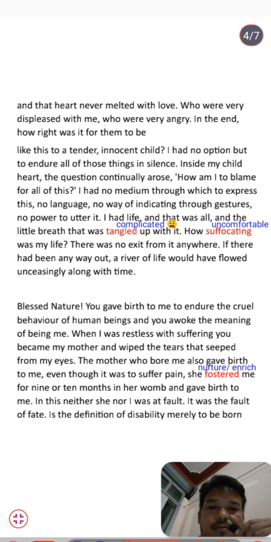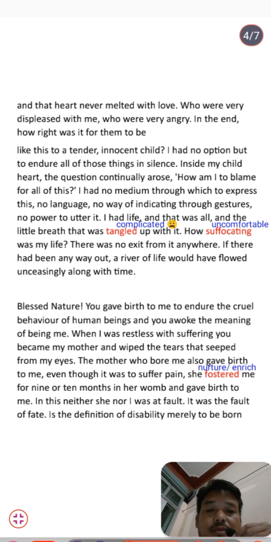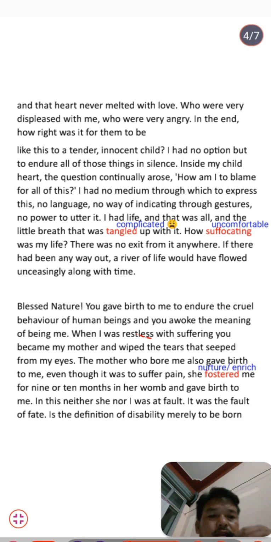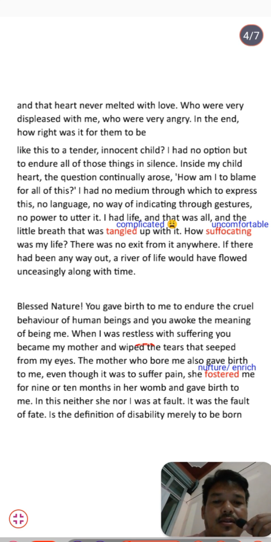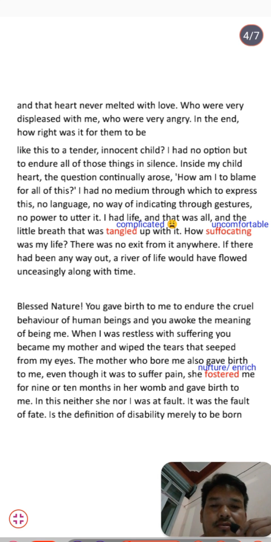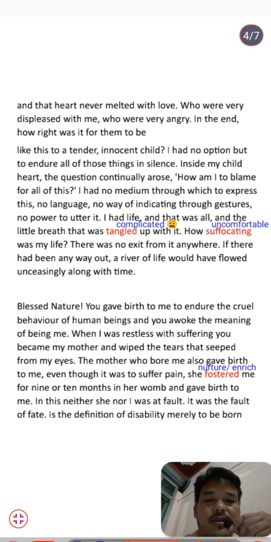She expresses, when I was restless with suffering, you became my mother and wiped the tears that swept from my eyes. At that moment, when I was fretful and in misery, you turned into my mom, and cleaned the tears that leaked from my eyes. That is what she expresses about God. And in this paragraph, she is thanking God.